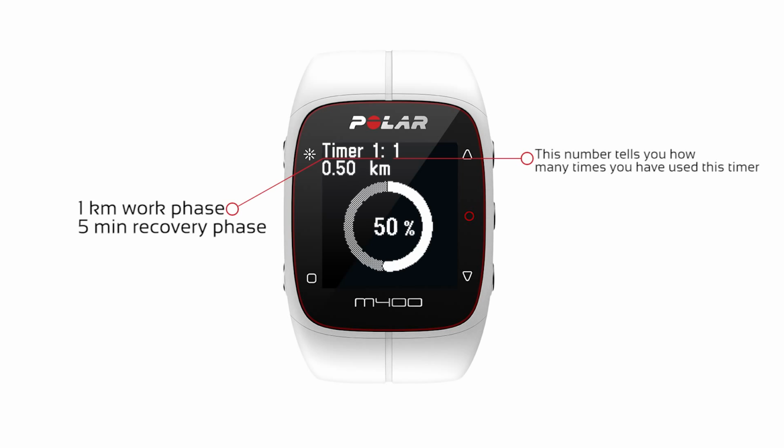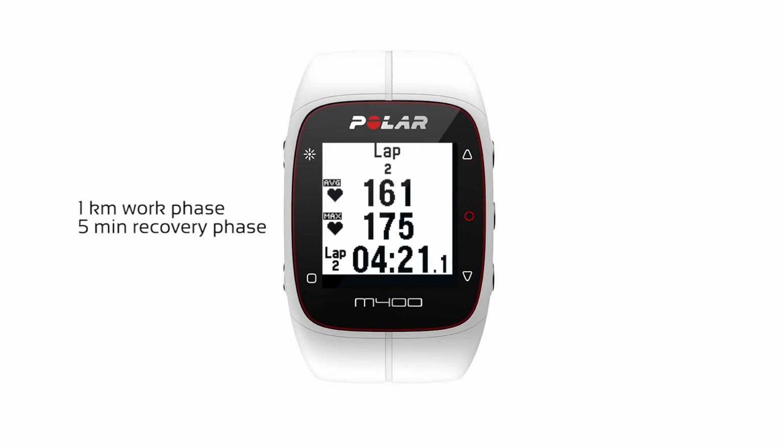Just like the finish time estimator and heart rate zones, the interval timer is also a training view in your M400 during training, and you can change it by pressing up or down.